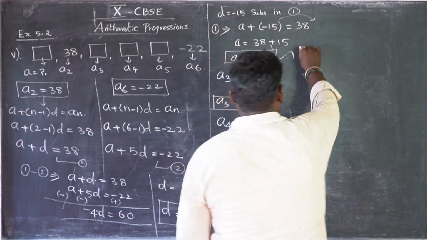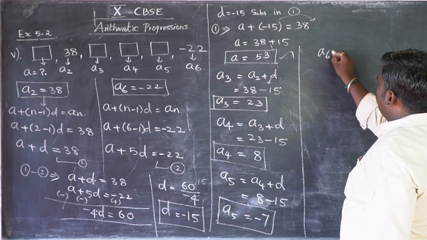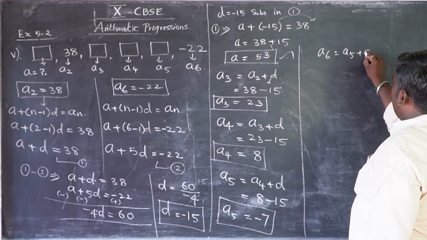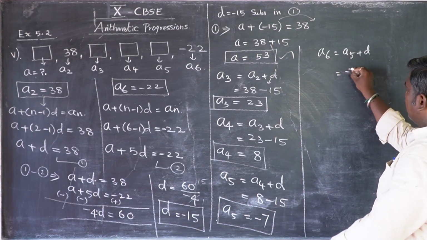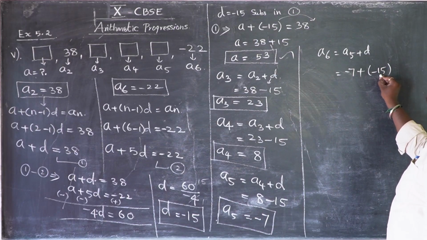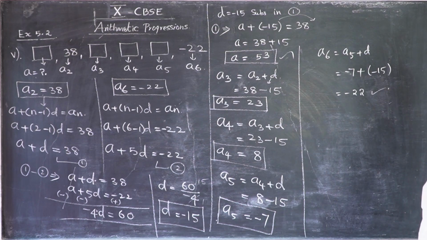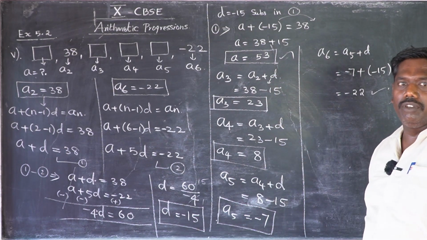You can check the sixth term. Sixth term already given, minus 22. Sixth term means fifth term plus common difference. Fifth term is minus 7. Common difference is minus 15. So minus 15 minus 7 becomes minus 22. So this is the way to find the missing terms of the given AP sequence. Okay.